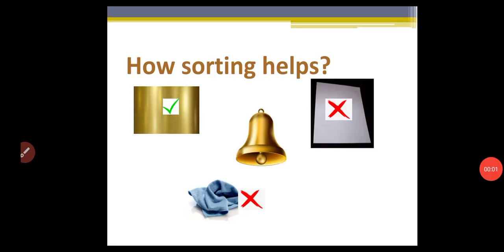How does sorting help us? Let's say we want to make a bell. So we have to look for the basic principle of a bell. What is the basic principle of a bell? It produces sound. So we have a few options over here.